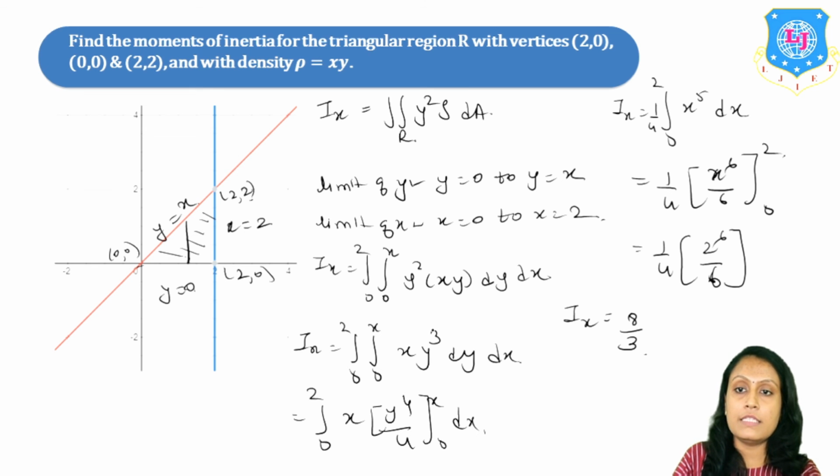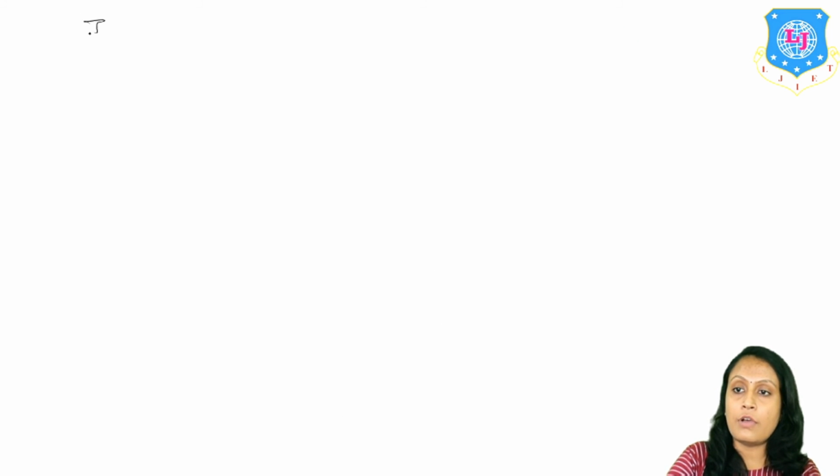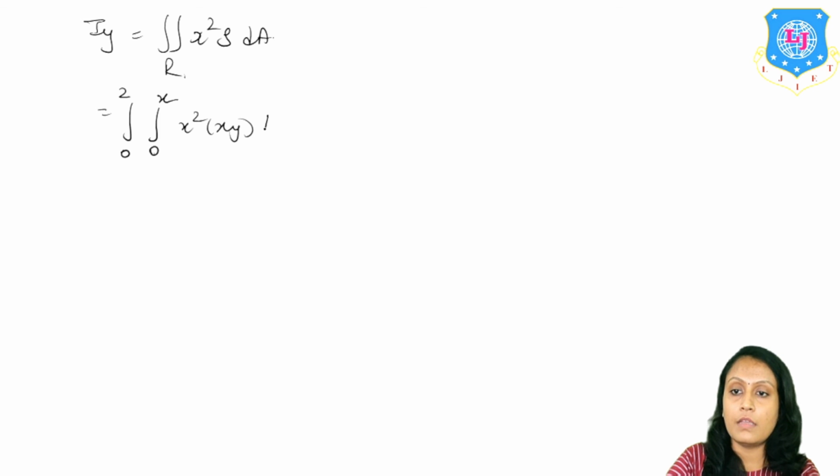Now let's find Iy. Iy is given by the formula double integration over region R x square rho dA. So this is double integration, here 0 to x, here 0 to 2, x square into xy dy dx. So this is 0 to 2. Now x square into x, so x cube we will write over here, and integration of y is y square by 2 and the limits are 0 to x dx.